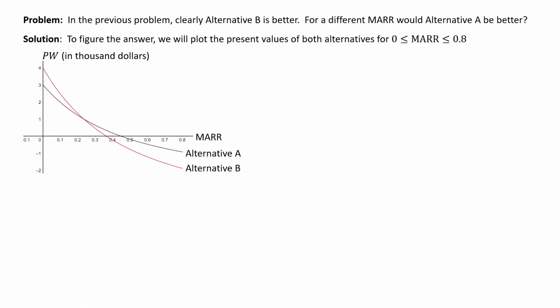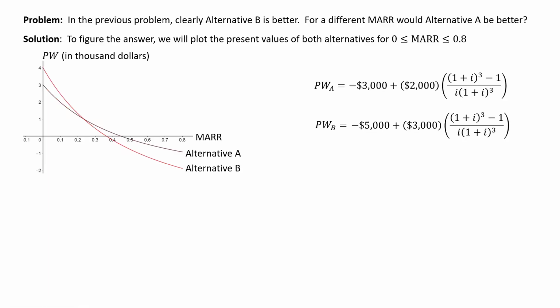We'll plot the present values of both alternatives for MARR between 0 and 0.8. 0.8 means what? 80%? Whoa, Nelly. Can the minimum attractive rate of return be 80%? That is less likely to happen, but yeah, okay. So stopping ourselves at 0.8 is not a bad idea.